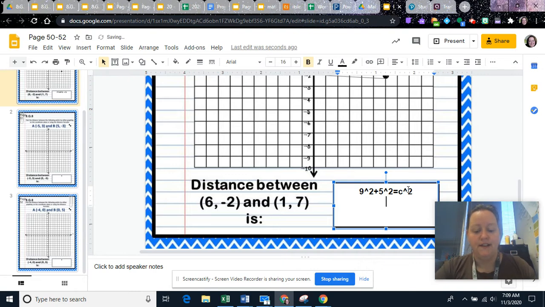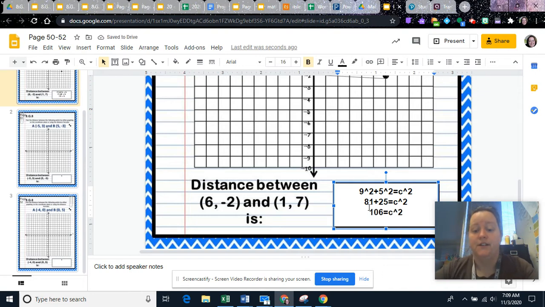Continuing on from there, 9 times 9, now it's just like what you've been doing all week. So 9 times 9 is 81. 5 times 5 is 25. And we still don't know what c squared is, so we leave it alone. From there, we can add these two up. So we would get 106, I believe, equals c squared.